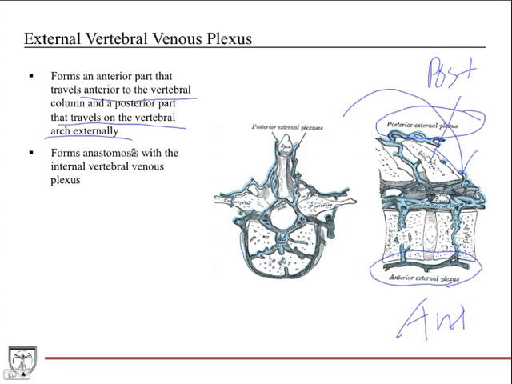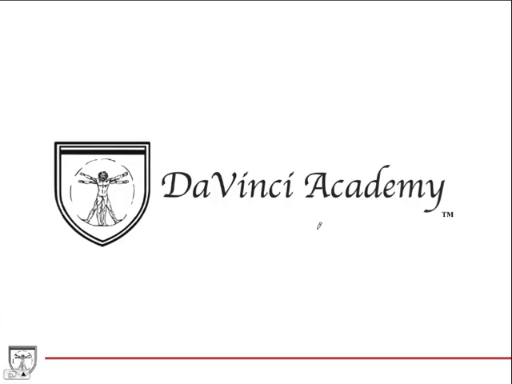And then they form an anastomosis with the vertebral venous plexus on the inside, the internal vertebral plexus. So you have the anterior and posterior external plexuses traveling out here, and then you have the internal one in here, and they form these nice communications with each other. So it's a big venous network that helps drain the spine. And that closes out our discussion of the neural structures and the blood vessels relevant in the spine.